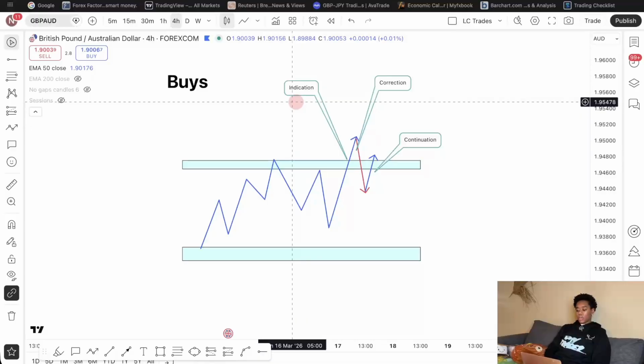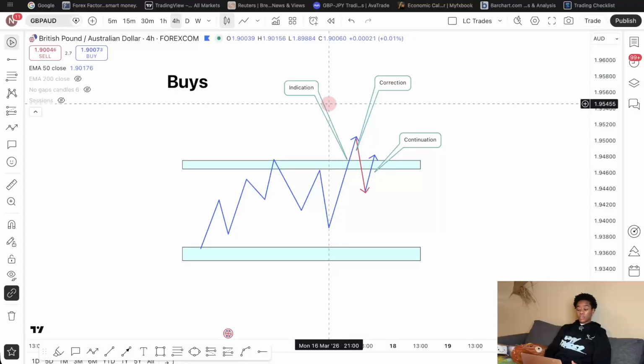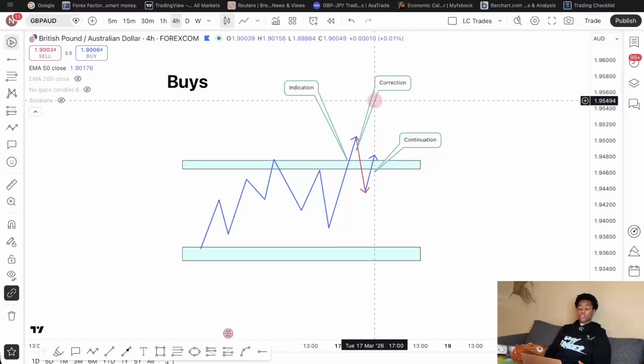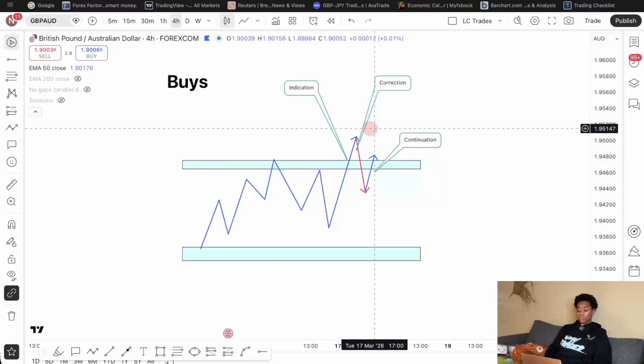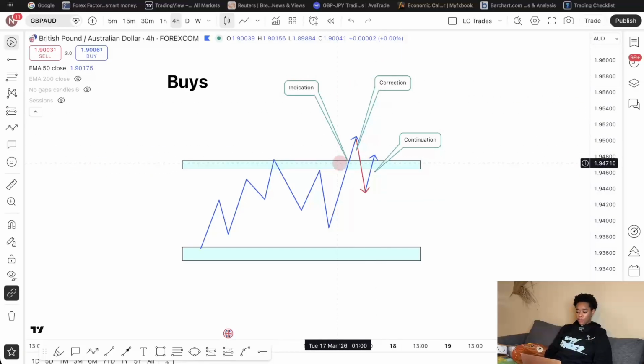So ICC is ICC because it's called indication, correction, continuation. Basically, it is, I would say, and some traders would say, a break and retest. But it's not necessarily a break and retest because the correction can pull back however much it wants to pull back. But again, some people will still call that break and retest. So we're not going to call it that. We're going to call it ICC today. Okay? So let's get into the buy format, right?